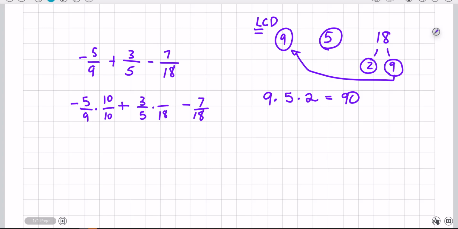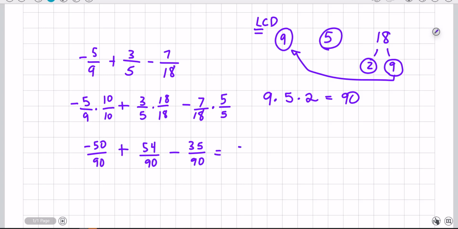So 18 times 5 will give me 90, but again, it needs to be times 1. And then, because I know here, this is going to be 5 times 18, and then 5. Now from here, I can multiply the numerators and denominators. So the first one, I'm going to get negative 50 over 90. The next one, 3 times 18, will give me 54 over 90. Don't lose that negative sign there. 7 times 5, 35 over 90.